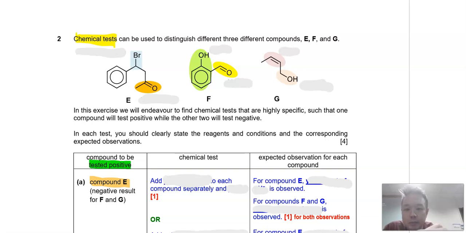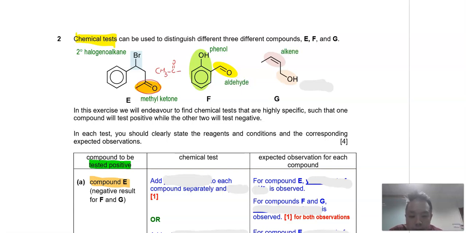So in E, we have a ketone, but very specifically you can see that this group here is a CH3 C double bond O. Alright, it's a methyl ketone. As a result, you can use your iodoform to test for E. You also have a secondary halogenoalkane in E. For F, you have highlighted in green a phenol functional group. In yellow, you have an aldehyde functional group.